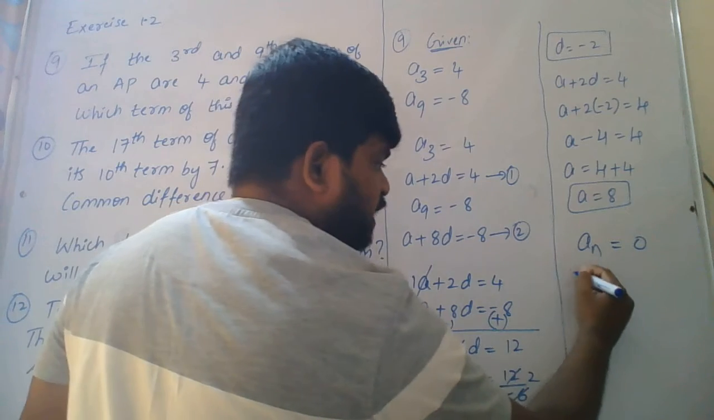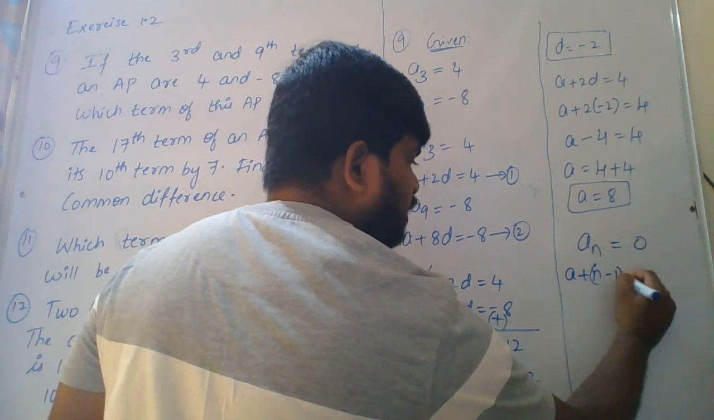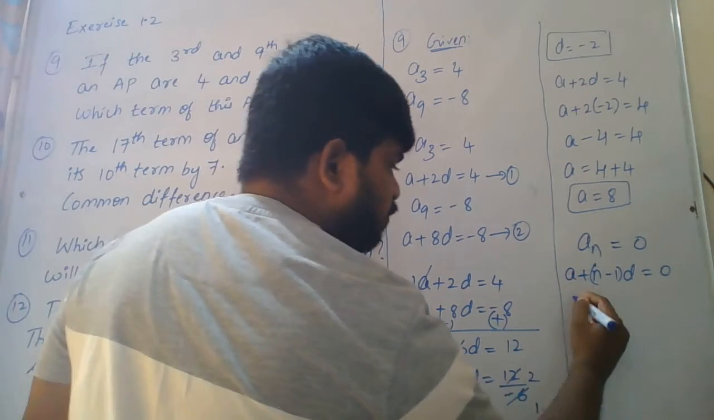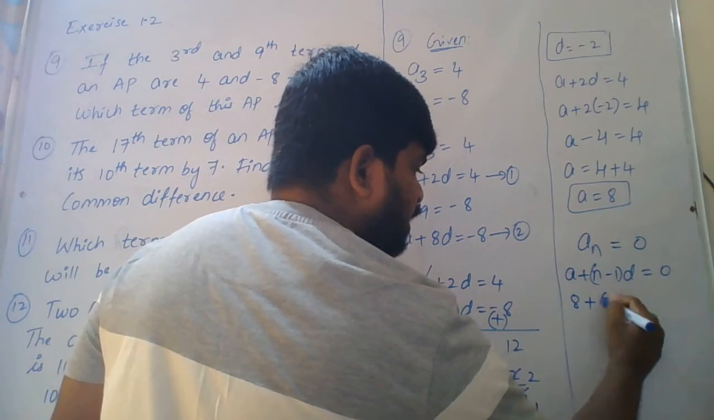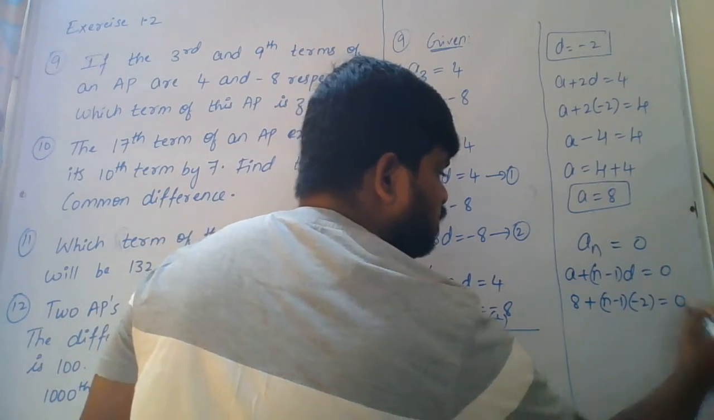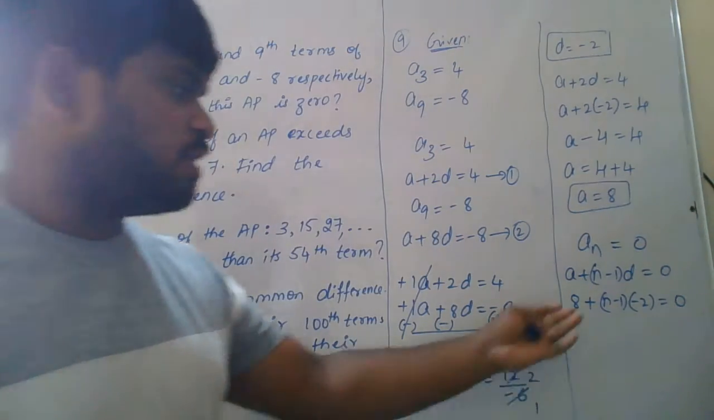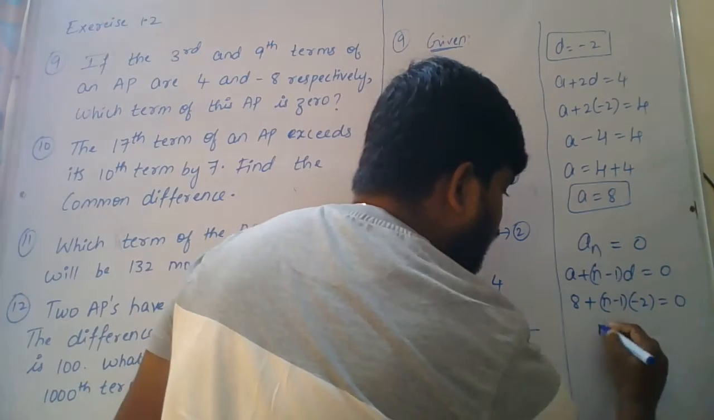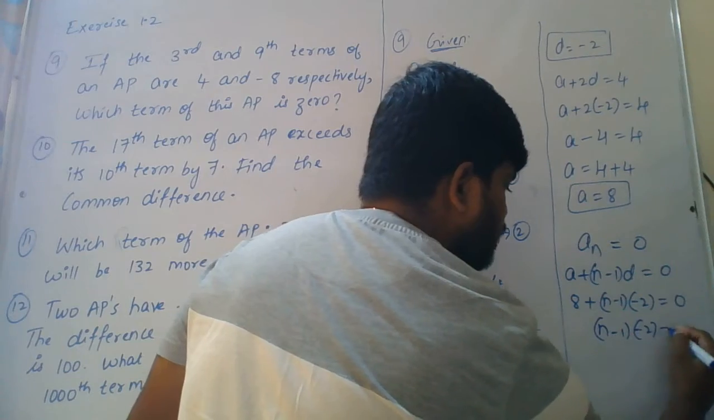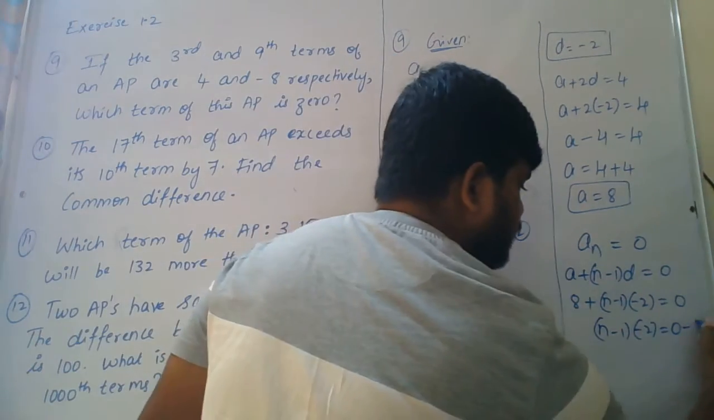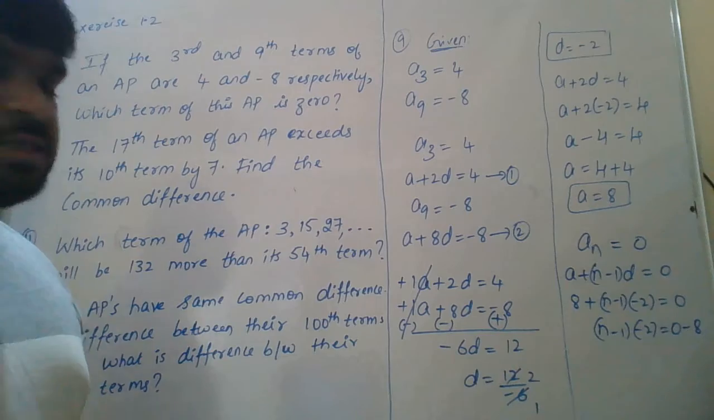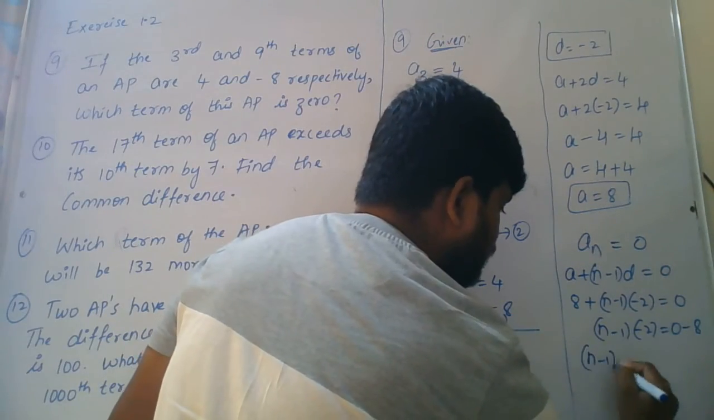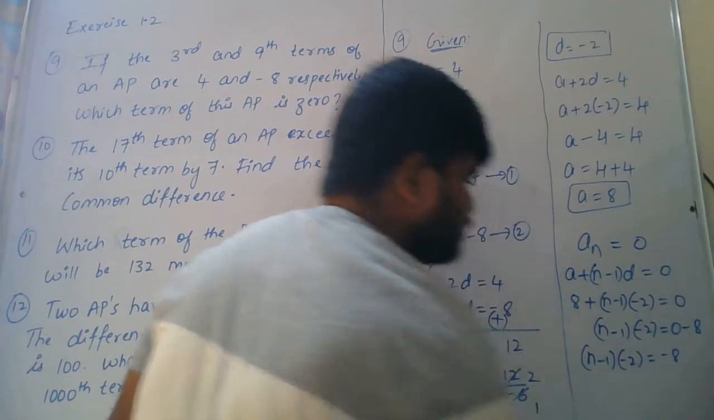Now below An, let's write its formula. A plus n minus 1 into D equal to 0. Now let's substitute. What is the value of A? 8 plus n minus 1, the D value is minus 2, equal to 0. I've just substituted the values of A and D. Now transpose 8 to the other side. N minus 1 into minus 2 equals 0. Plus 8 to the other side will become minus 8. So 0 minus 8 is minus 8. So you get n minus 1 into minus 2 equals minus 8.